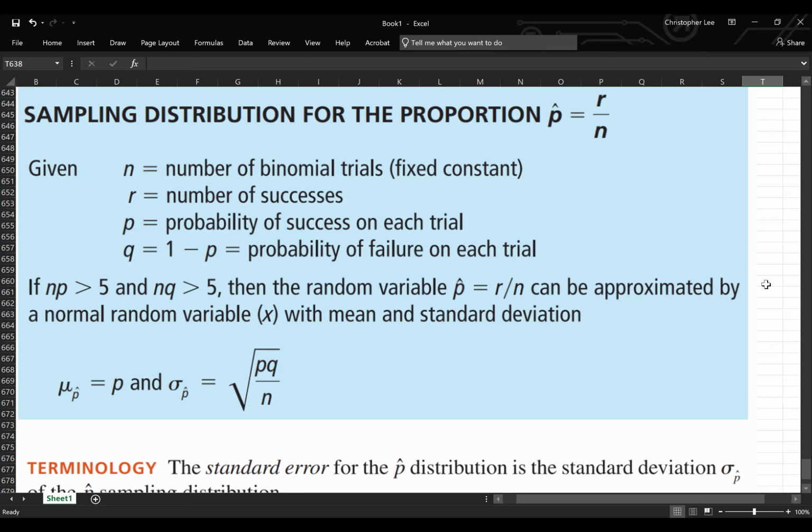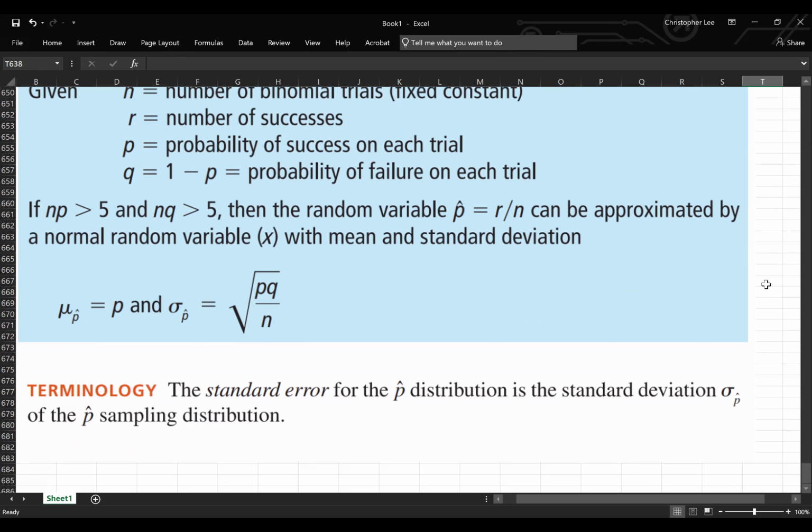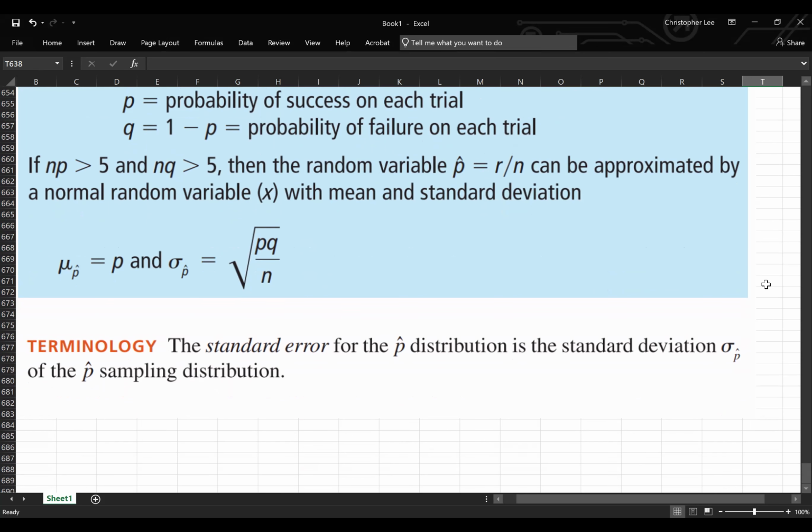So the mean for p hat is equal to p, whatever p they give you. The standard deviation for p hat, this is a different formula now, is the square root of p times q divided by n. That's what I meant to say. So the standard error for the p hat distribution is the standard deviation sigma p hat of the p hat sampling distribution.